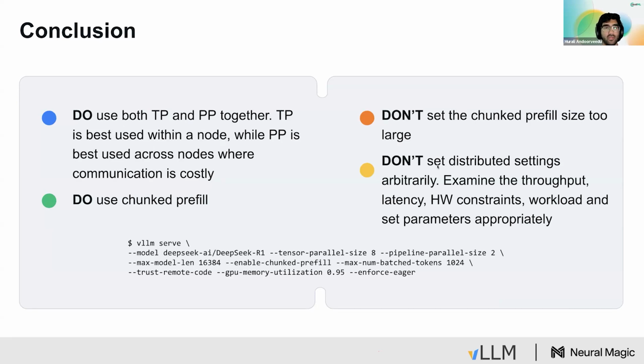And you also don't want to set these settings arbitrarily. What works for one deployment, one workload, one set of hardware is not necessarily going to work for another set of hardware and workload and constraints. And so that's where playing around with some of these settings comes in, and being able to set these parameters based on that. And so you can see here we have an example command for serving DeepSeek R1, where we set both the tensor parallel size, pipeline parallel size, as well as enable chunked prefill. And you should be well equipped to employ some of these models yourself.